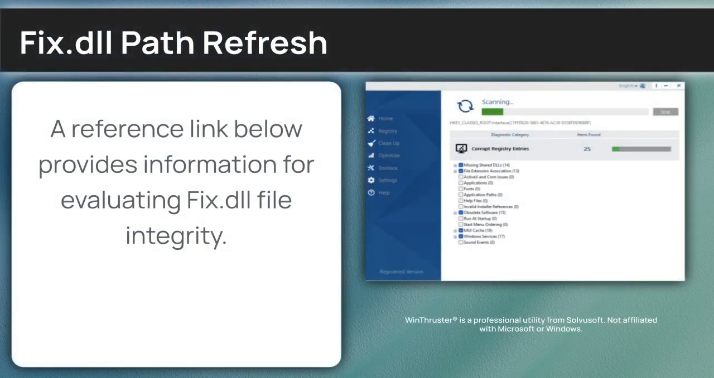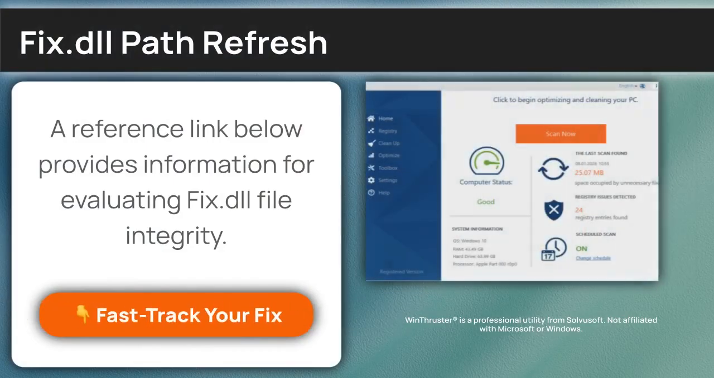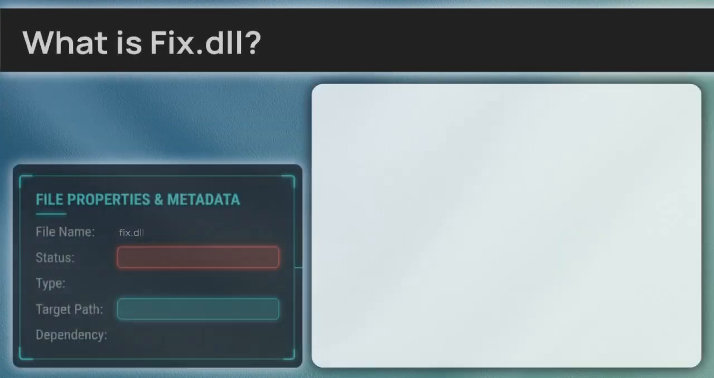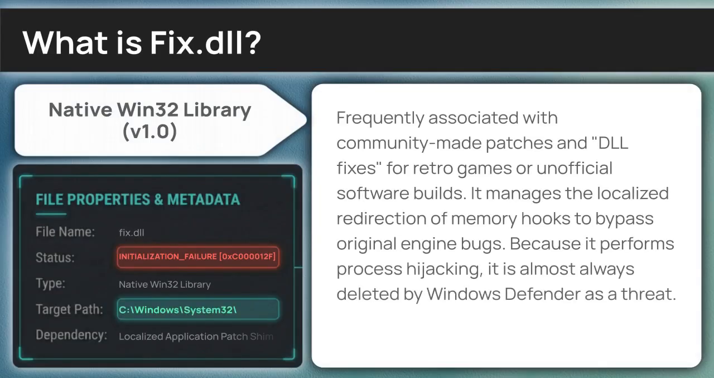Before we get started with Fix Library, you may want to try the diagnostic path below to ensure your system is properly synchronized. This is the Fix Library, frequently associated with community-made patches and DLL fixes for retro games or unofficial software builds. It manages the localized redirection of memory hooks to bypass original engine bugs. Because it performs process hijacking, it is almost always deleted by Windows Defender as a threat.